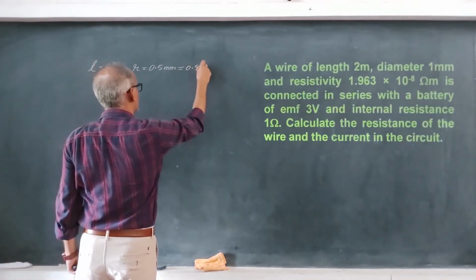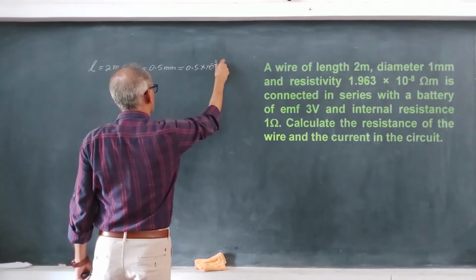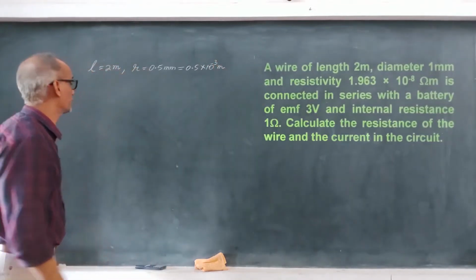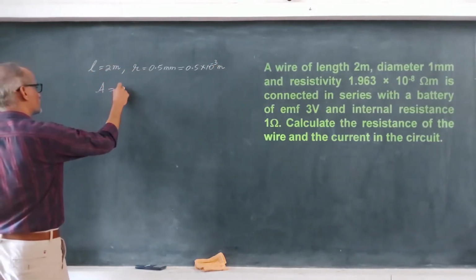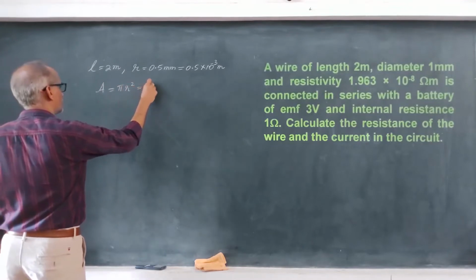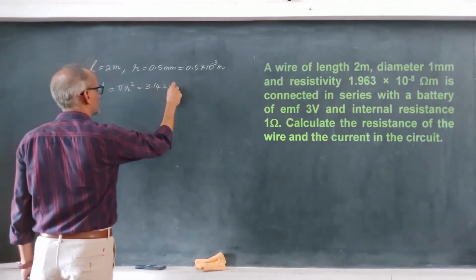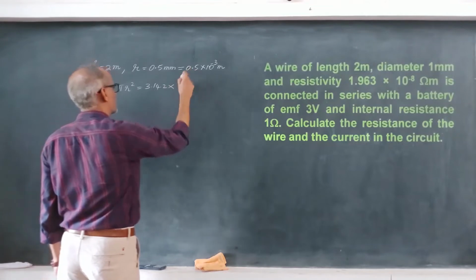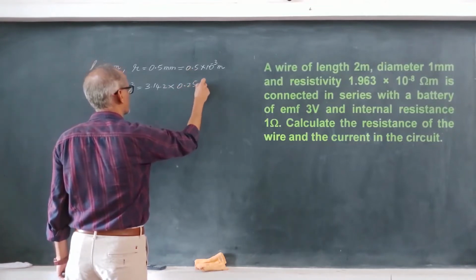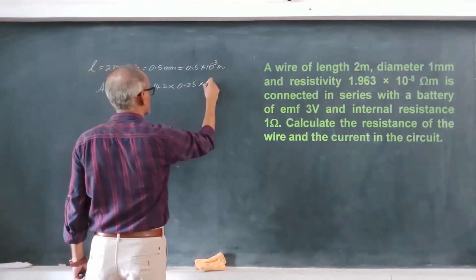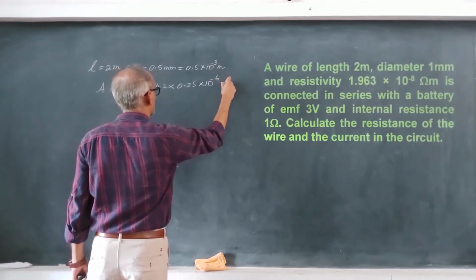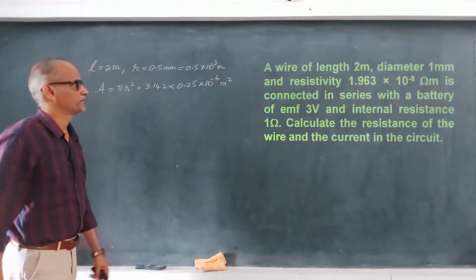That is 0.5 into 10 to the power minus 3 meter. That is the radius. From that I can find the area of cross section. A is equal to pi r square, pi 3.142, and square of this, 0.5 square is 0.25 into 10 to the power minus 3 square, which is 10 to the power minus 6. So that is the area.